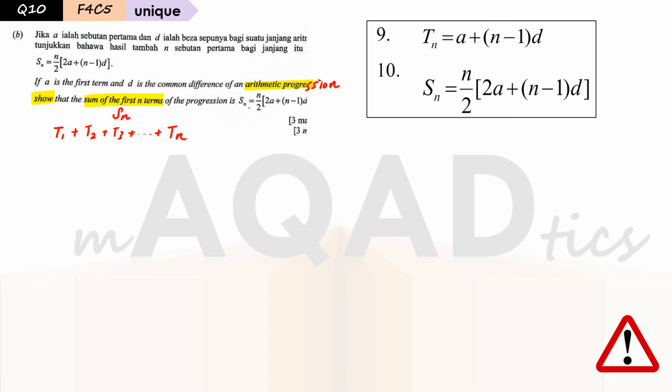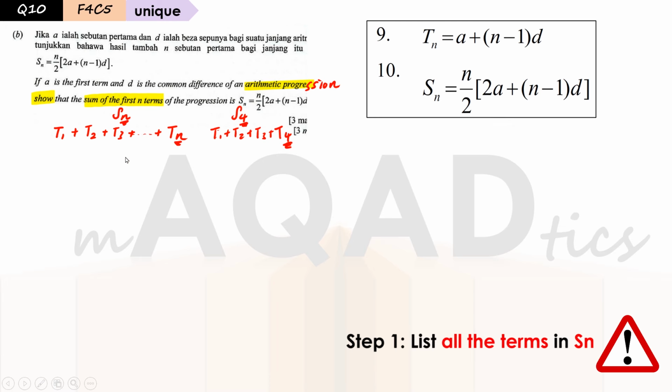So for example, if it's S4, it would be t1 plus t2 plus t3 plus t4. The value of n here and here is the same. So let's write out this thing. So Sn is equal to t1 plus t2 plus t3 until it is tn. Here just a note, because I want to show y'all the expression when it's these two values, I write out these two values.